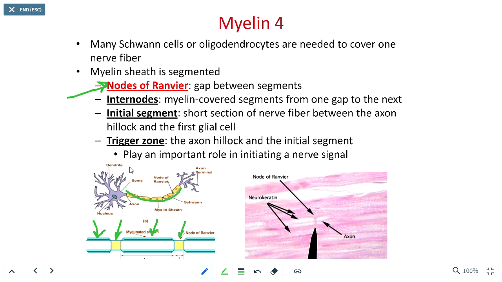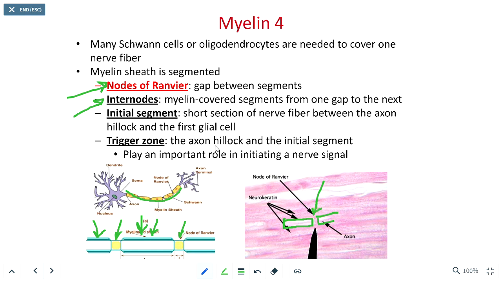And in between nodes of Ranvier, we're going to have myelinated sections. And those myelinated sections can be referred to as the internodes. Here, if we check out a photomicrograph, we can see a myelinization point, there's a Schwann cell within a nerve. Here's another Schwann cell, and that little gap right in there is a node of Ranvier.